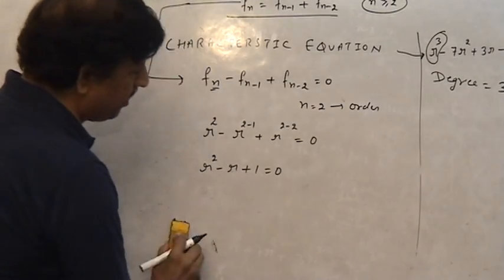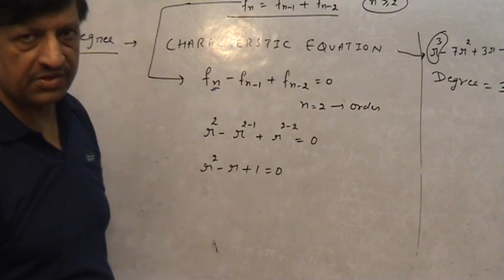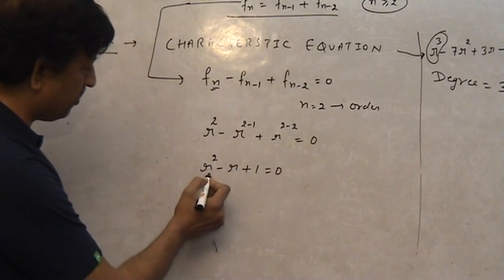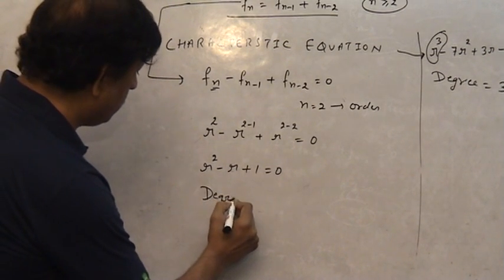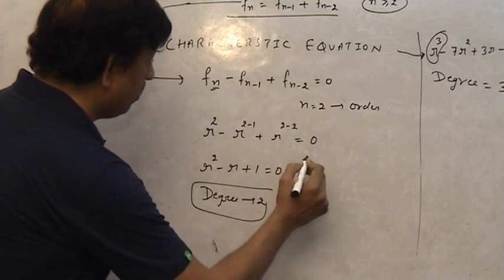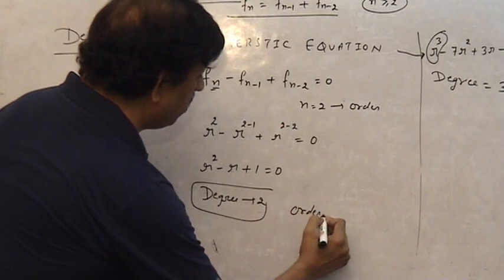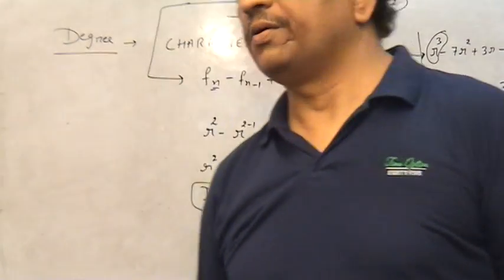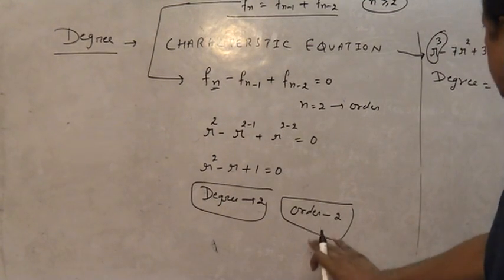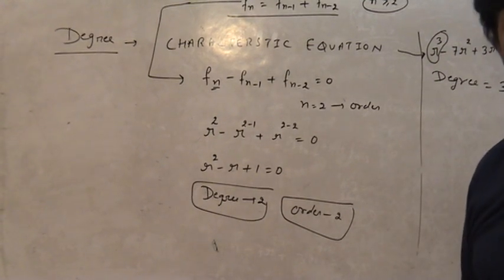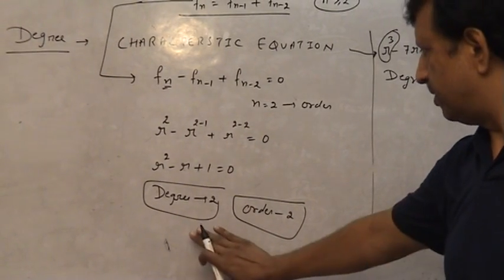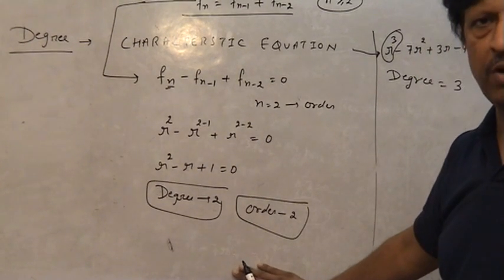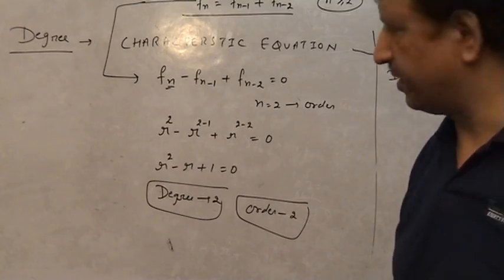It means before finding the degree of a recurrence relation, it is necessary to convert the recurrence relation into the characteristic equation. Now what is the degree of this equation? Degree is 2. Its order is 2. These are the two main basic things. And remember one thing, the degree and order in the examples we have seen appear to be the same, but they may or may not be. We will discuss them later on.